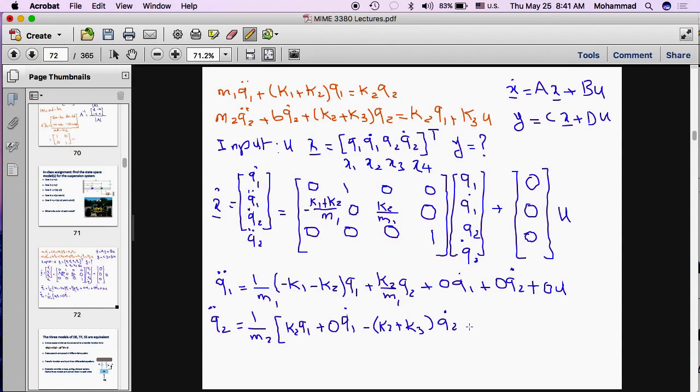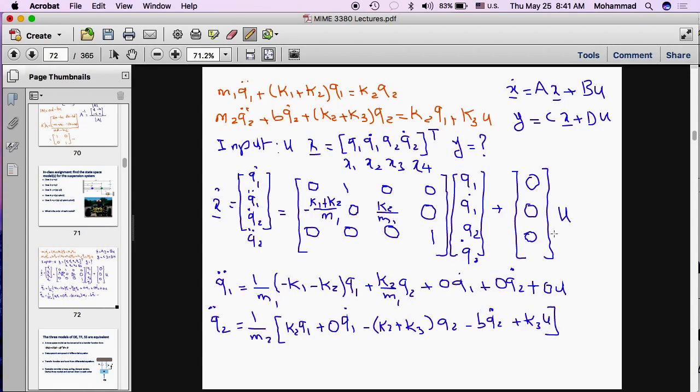So we found what is multiplied by Q2, and what is multiplied by Q2 dot is minus B, and what is multiplied by U is K3, and the whole thing is divided by M2. Questions? Is it clear what we are doing or why we are doing it? Okay, so let's go and populate the matrix.